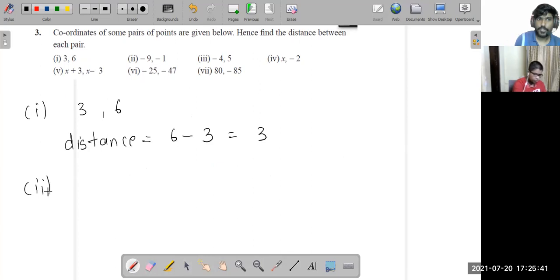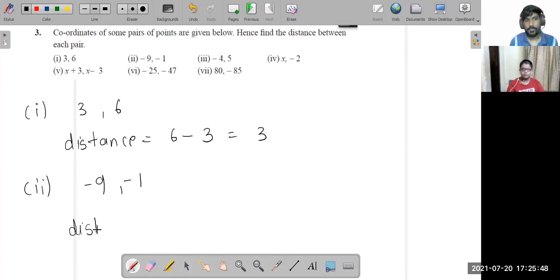Similarly, second one, if you see, it is minus 9 and minus 1. So you subtract the smaller number from the bigger number. So minus 1 minus minus 9, that will be 10. But can distance be negative? No, sir. So you make it positive and you say that the distance is 10.